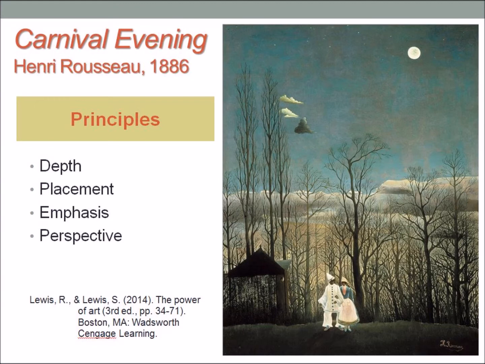How does Rousseau want us to see this piece? From what viewpoint are we to see the couple? I find myself wanting to see them from the eyes of the person that's peering out at them.